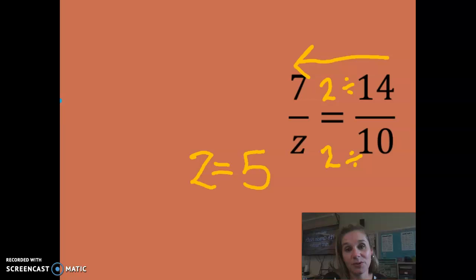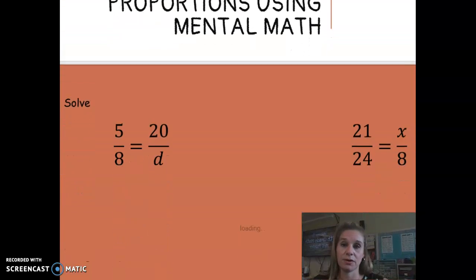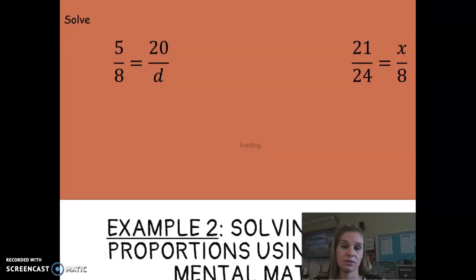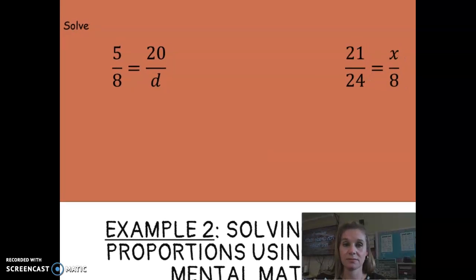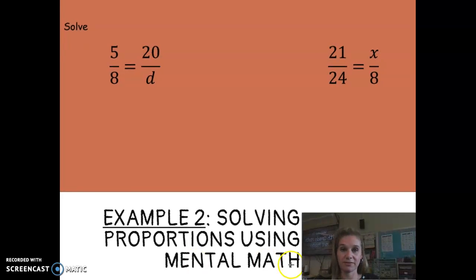And again, this is how you would solve a proportion just using mental math. So at this time, I'm going to have you continue on, and I'm going to have you, on your own, solve these two problems. So do your best at using mental math to solve these two proportions.